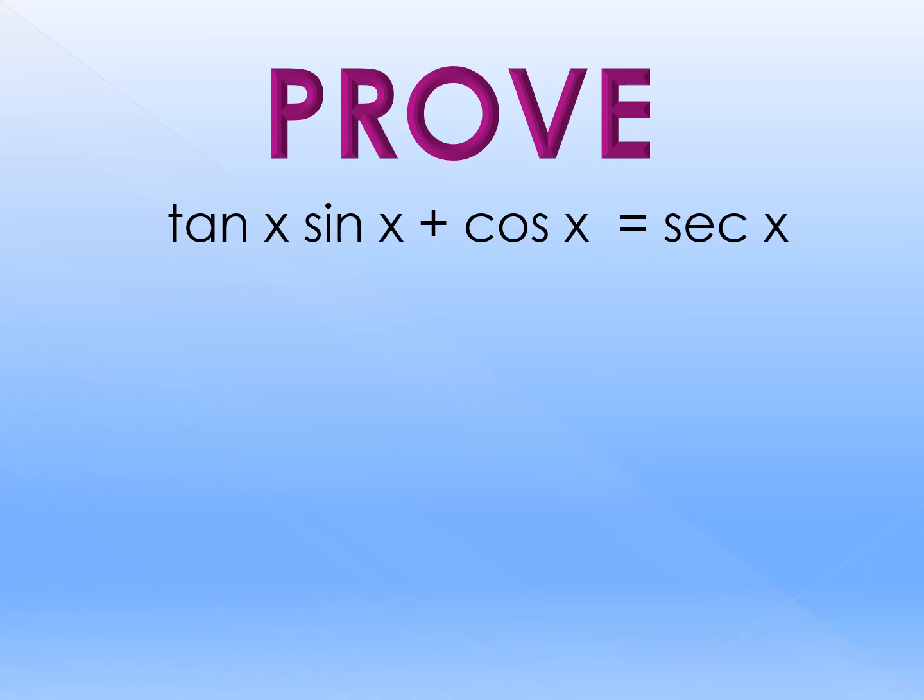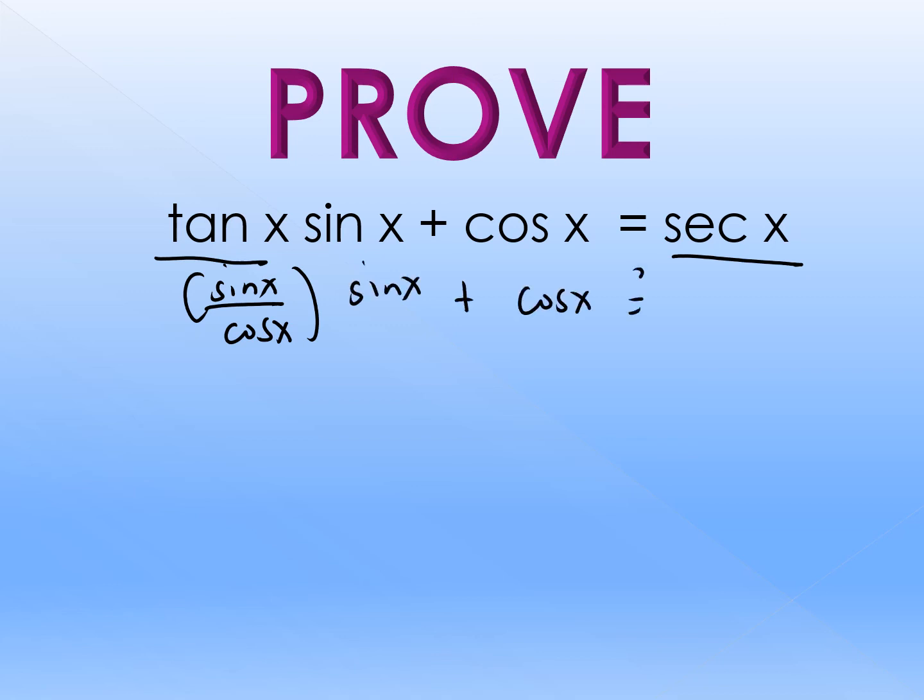Let's try another example. Prove tan x sine x plus cos x is equal to sec x. So we're going to change tangent x and secant x in terms of sine and cosine. Using Pythagorean quotient identity, tangent is equal to sine over cos. So we have sine x over cos x, then multiplied by sine x plus cos x is equal to sec x is equal to, using the reciprocal identity, it will be 1 over cosine x.